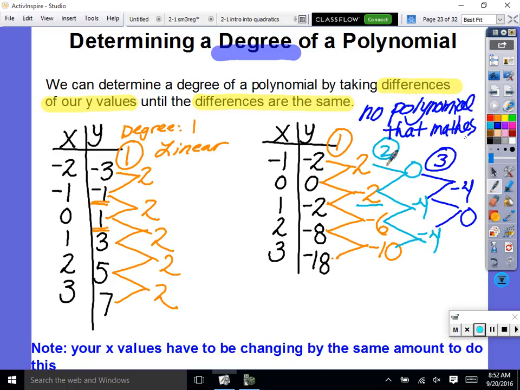Does everybody understand though? If the differences would have come out the same right here, it would have been quadratic. Yes? Okay, I forgot that I did do that one on purpose so that I could show you that, because that does happen. Okay, be really careful though.